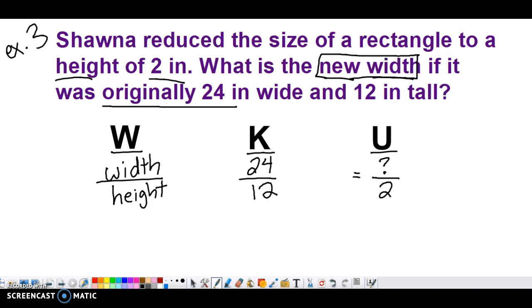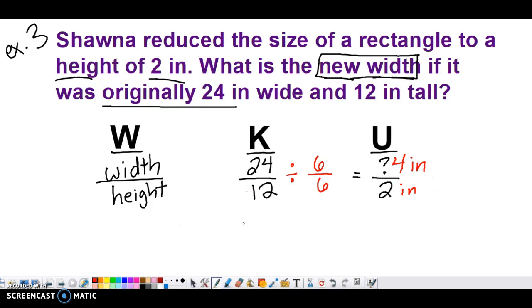Okay, so we're going to go the opposite direction. Our other 2 problems have been multiplying, but in this one, how do I get this 12 to turn into a 2? I'm going to divide this one by 6, top and bottom to make them equivalent, and we're going to get 4. So our new width was 4 inches with our new height of 2 inches, okay?